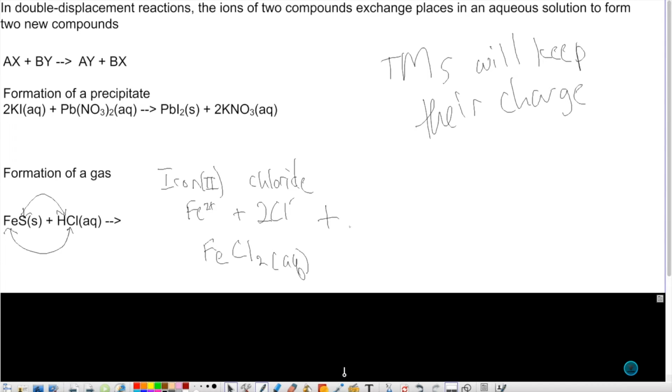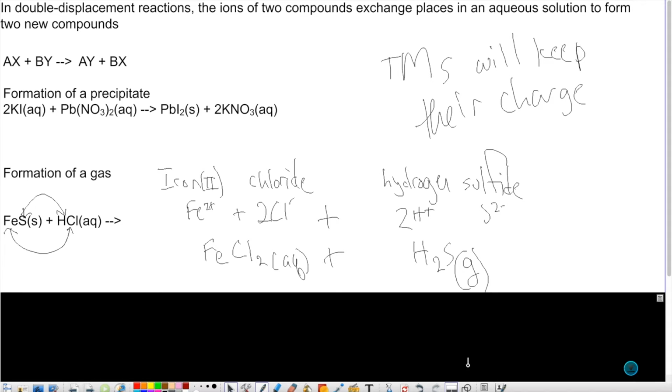And then the other product is going to be hydrogen sulfide. That's H+ and S2-, so that's going to be H2S. It's only two hydrogens, so this is going to be a gas. Again, I'm going to have to give you some prompts along the way, because I don't want you memorizing that hydrogen sulfide is always a gas.